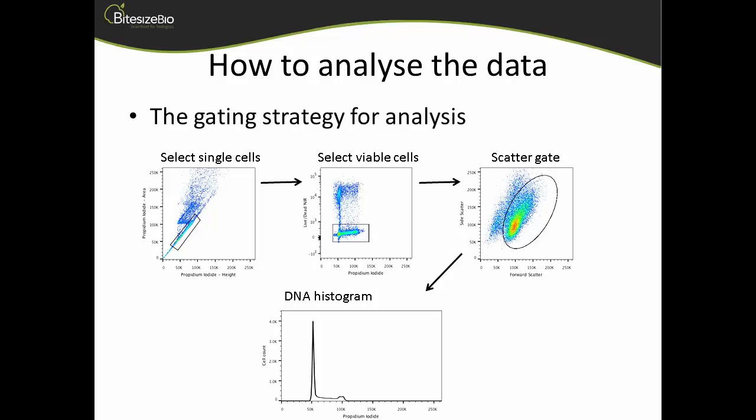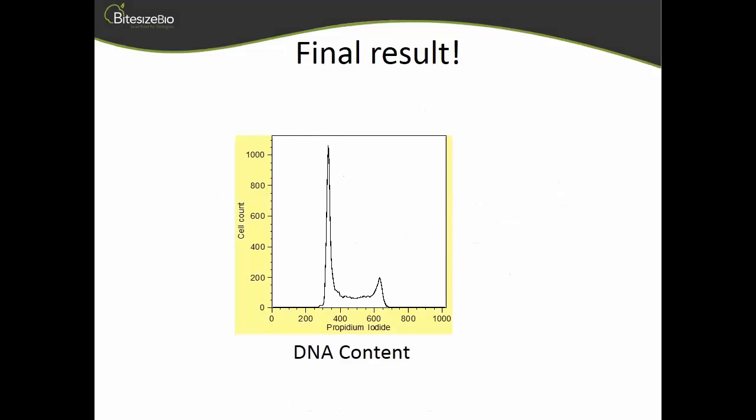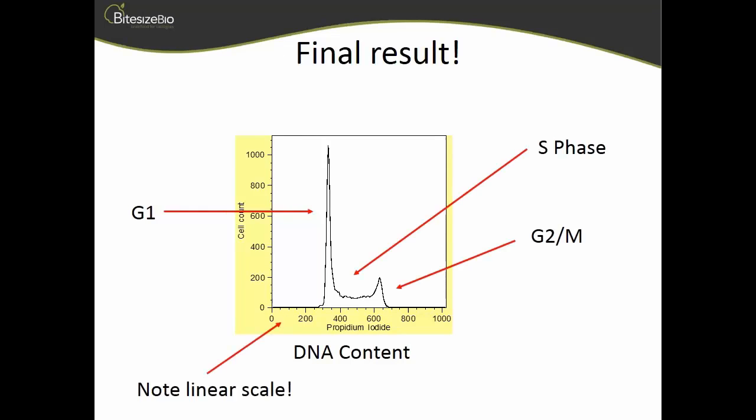In fact, this goes for any flow cytometry experiment: the more gates you apply, the more specific you can be about the population that you're interested in. So finally, I have a result, a DNA histogram, where I can define cells that are in G1, cells that are in S phase, cells that are in G2. And you'll note here I'm using a linear scale to acquire this data. I'm only seeing a doubling of fluorescence between cells in G2 and G1, so I don't need to use a logarithmic scale to compress that. I can quite easily do it on a linear scale.